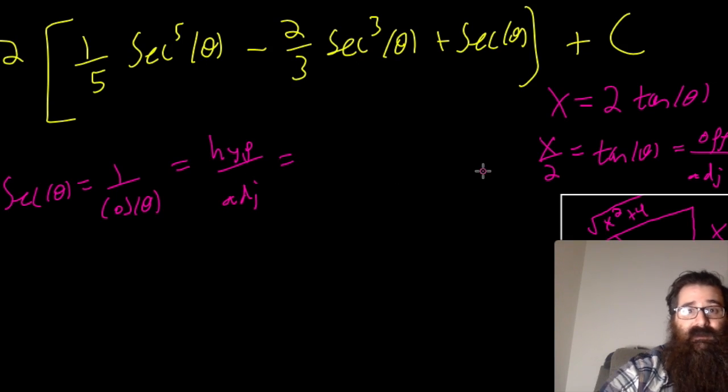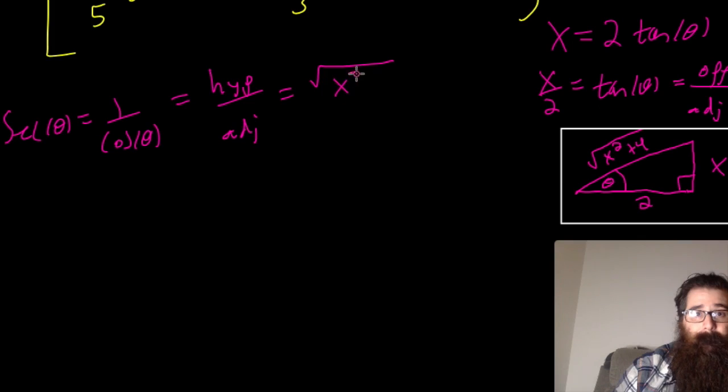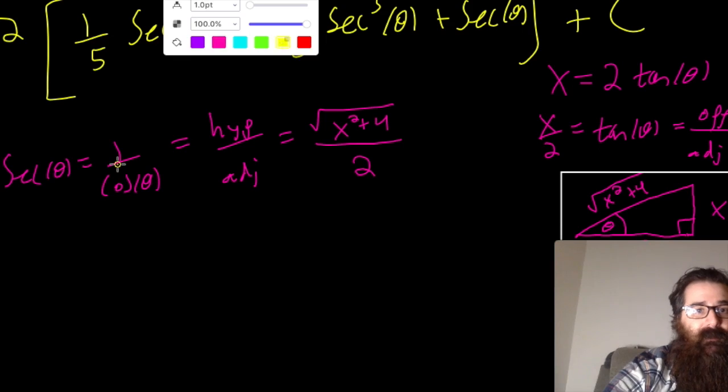And I know what these pieces are. The hypotenuse is the square root of x squared plus 4, and the adjacent side was 2. So this is what secant of theta is, and this is my final replacement that I need to make.